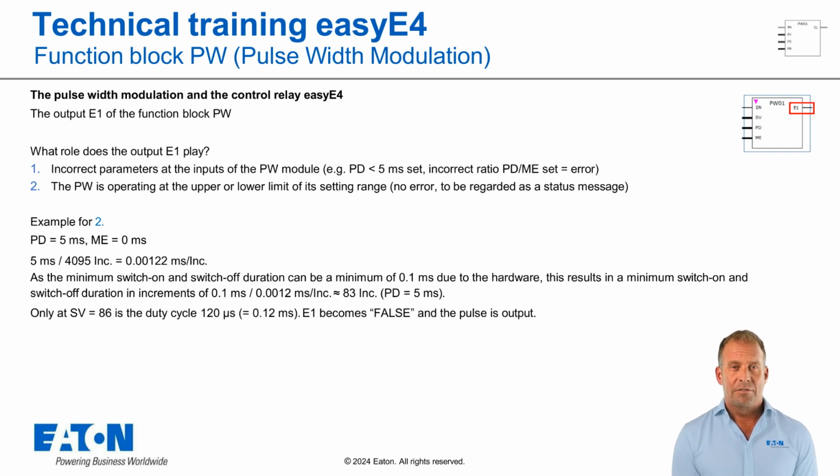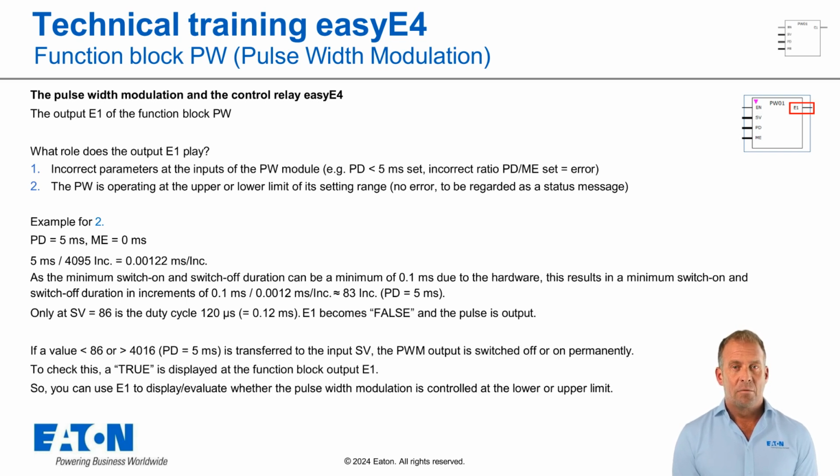Here are some calculations for point 2. Since the minimum power on and minimum power off time can be as low as 0.1 milliseconds due to hardware, the minimum power on and minimum power off time in increments is 0.1 milliseconds divided by 0.0012 milliseconds per increment, which corresponds to approximately 83 increments.